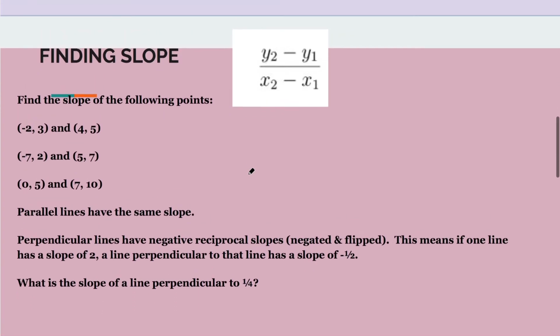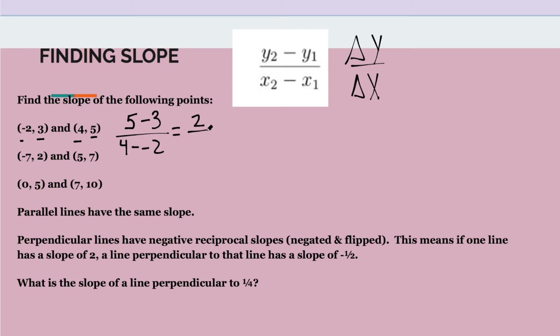In order to find slope, you do change in y over change in x, or (y2 - y1) over (x2 - x1). So we are going to practice finding slope on the first set of points here, and then move on from there. So we're going to do 5 minus 3, y2 minus y1, over x2, 4 minus negative 2. And we are going to end up with 2 over 6, which is really 1/3.